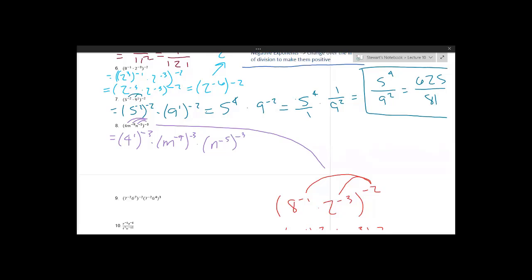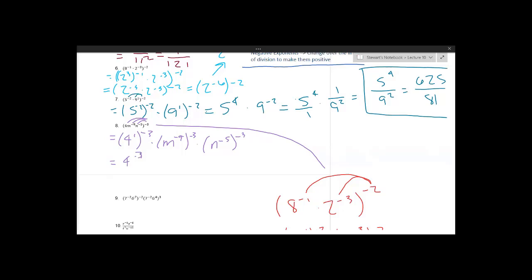So once again, now that we have it in this form, we just multiply the two exponents together on all of the different bases. 4 to the first times negative 3, in the exponent, 1 times negative 3 is negative 3. So we have 4.